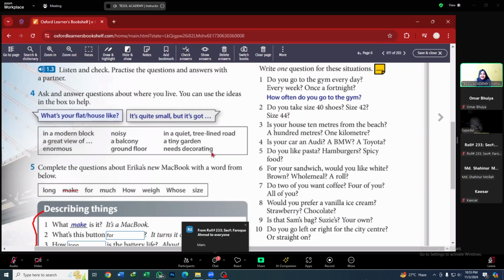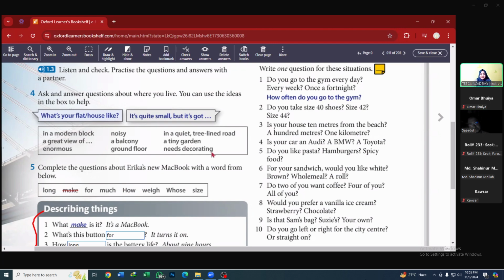Okay, great. Last one, number 5. What kind of food do you like? Good. I like especially hamburgers. You like hamburgers. Very good. Well done, Mr. Sajidul and Mr. Shahinur. Thank you very much.